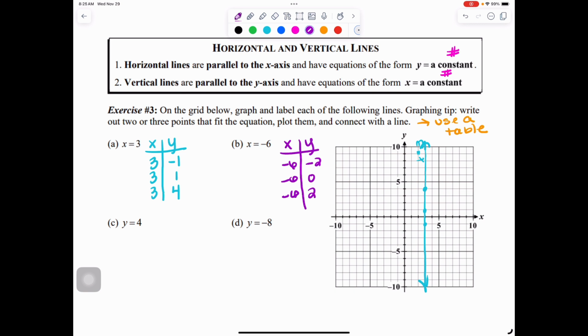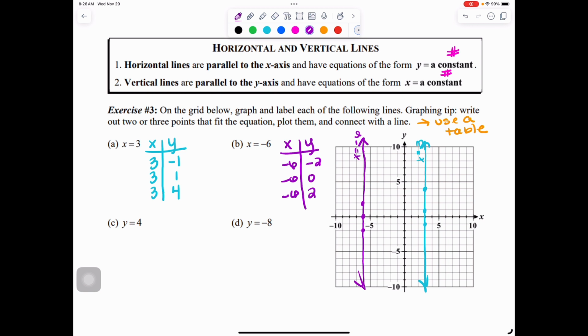So that when I go plot them, I've got (-6, -2), I've got (-6, 0), and I have (-6, 2). So once again, very similar to my other x equals line, which is how it should be, I have a vertical line crossing the x-axis at -6, and I'll label it with its equation, x equals -6.